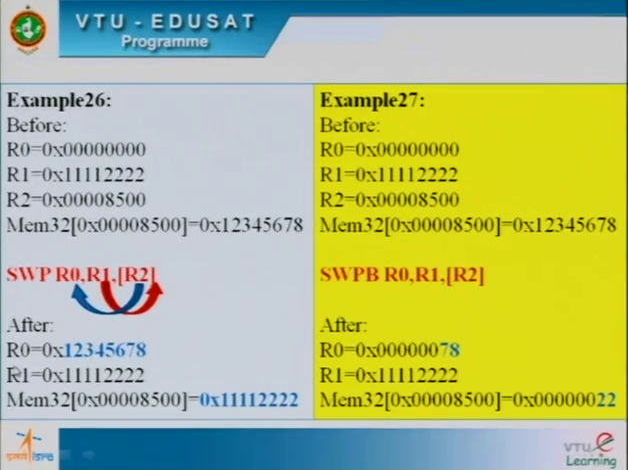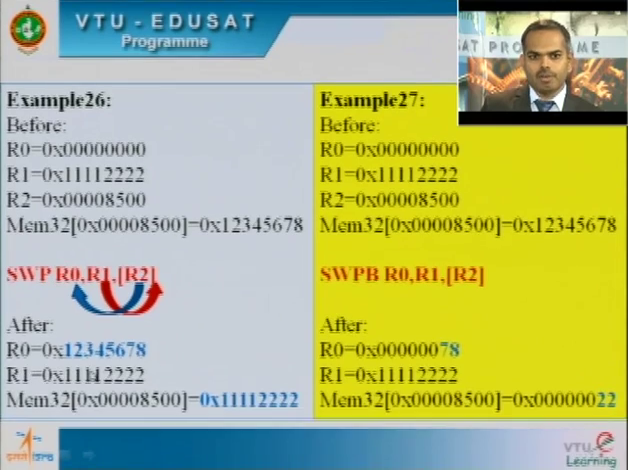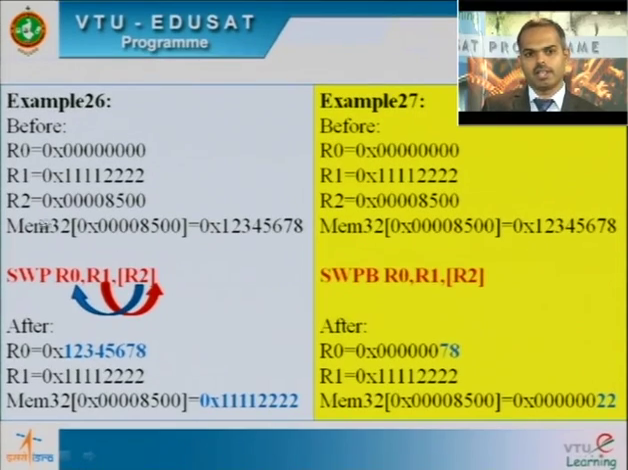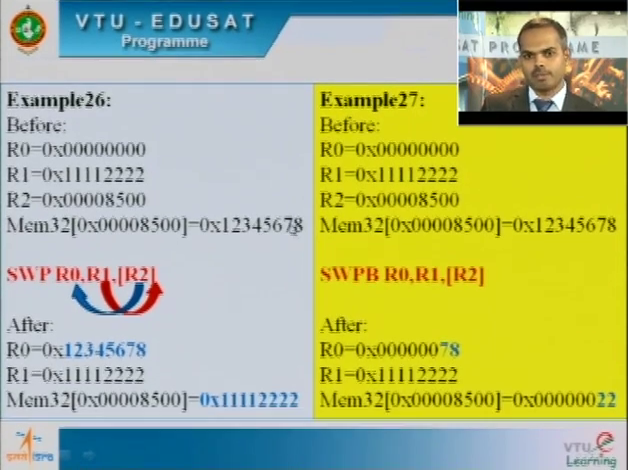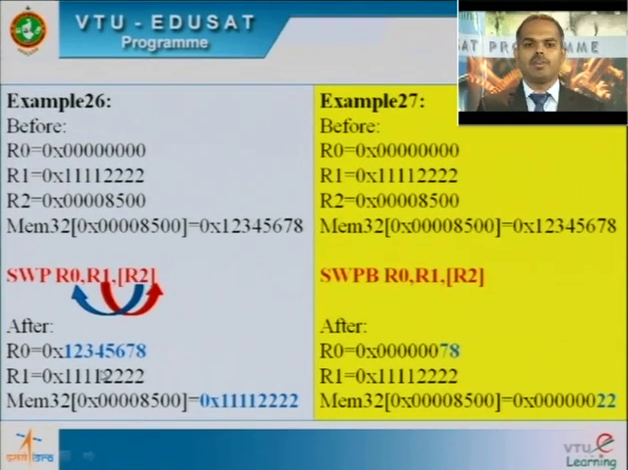Let's see what happens after the execution of this instruction. R0 will hold the value of the RAM location pointed by the register R2, that is 1, 2, 3, 4, 5, 6, 7, 8. That gets copied to R0. R1 will hold the original value as it is. This R1 value will also get copied to the RAM location pointed by register R2. That's what the last line shows in example 26.